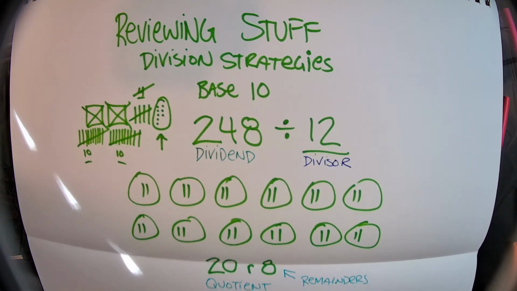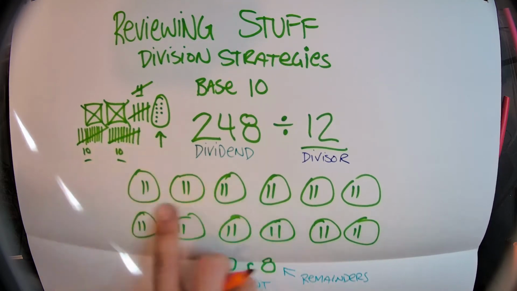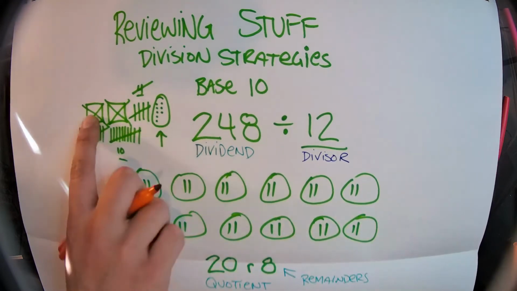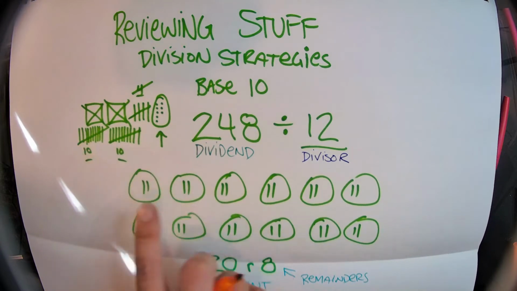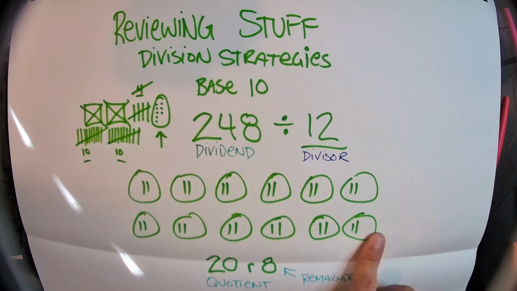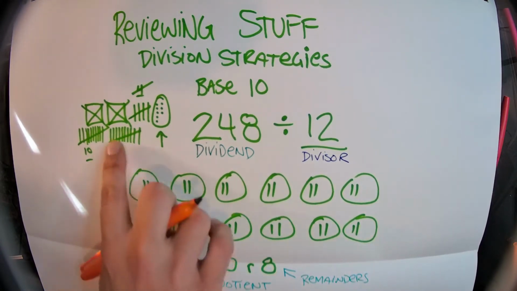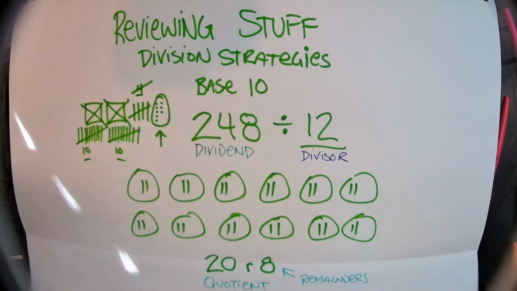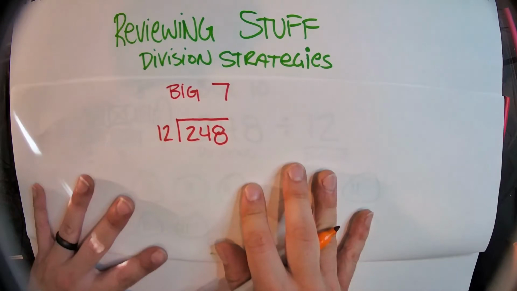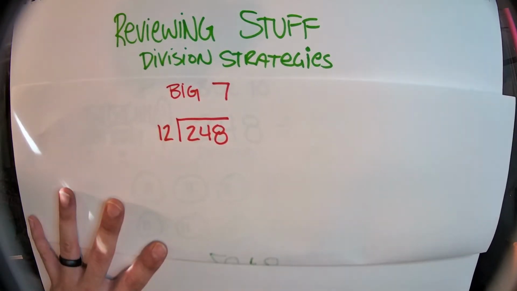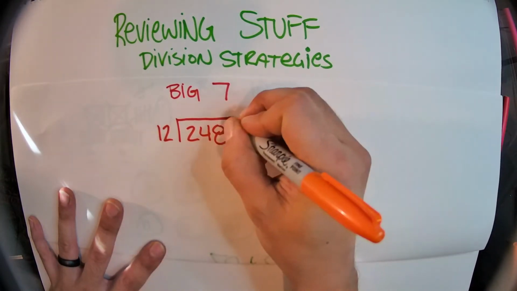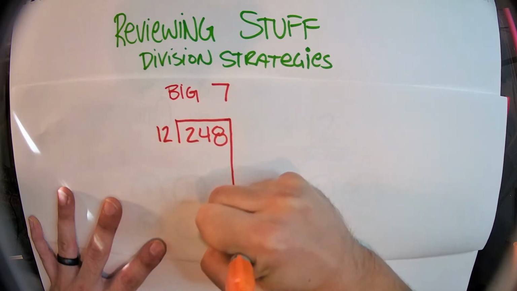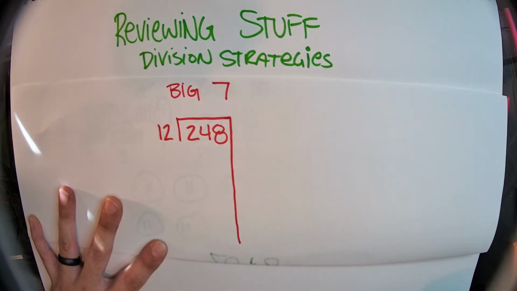There was our base 10 example, right? We changed the hundreds for tens, and then we divvied out the tens, and by the time we got done with divvying out 24 tens, there were 2 tens in each group, and then we had 8 left over as the remainder. So with the Big 7, we're going to use our math abilities, and now that we know the zeros trick, it's going to help us a lot as well.